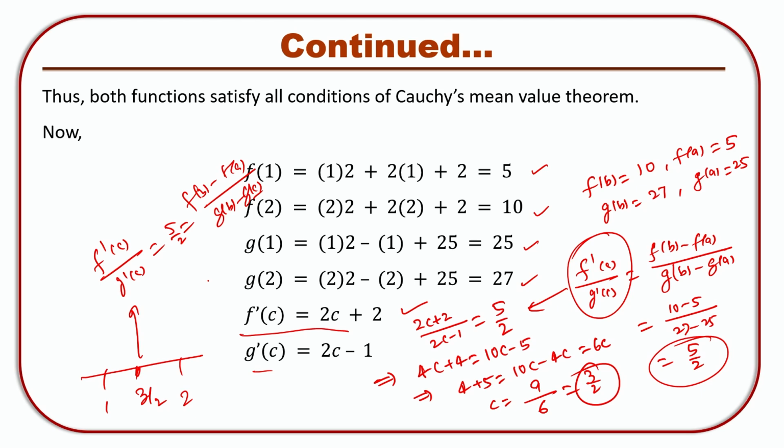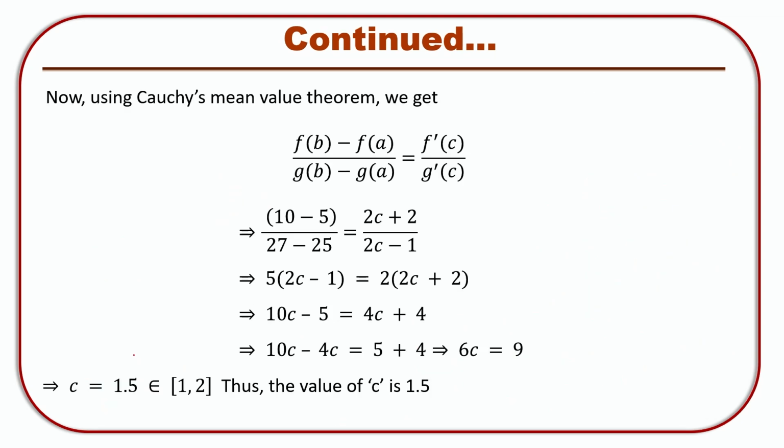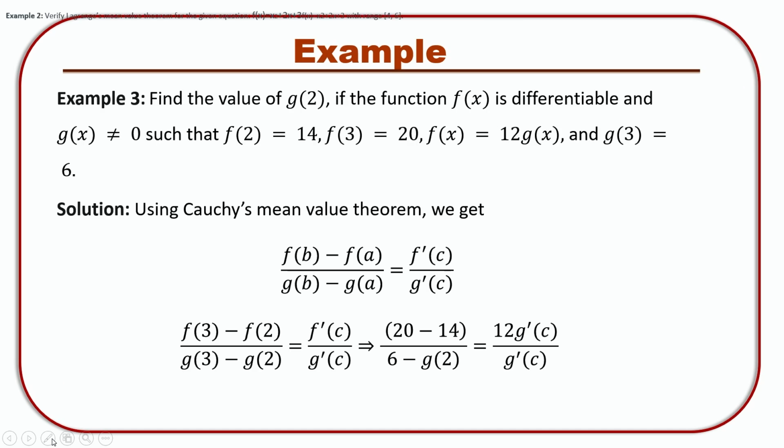So by using the Cauchy mean value theorem, I have identified the point c between 1 and 2 such that f dash of c divided by g dash of c is equal to the ratio between the differences of the endpoints of the two functions, that is f of b minus f of a divided by g of b minus g of a. Here we have calculated c equal to 3 by 2. Now this will be the last problem, and I believe that these problems enhance your understanding of this Cauchy mean value theorem. Find the value of g(2).